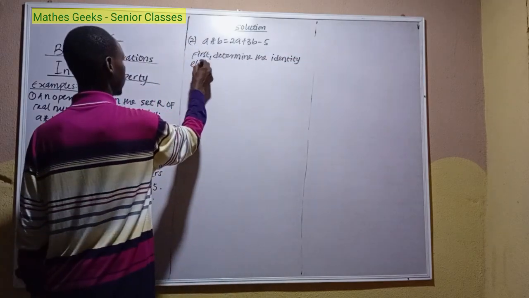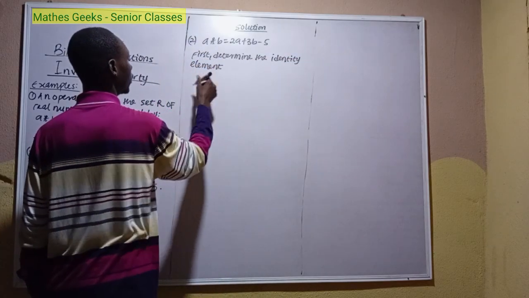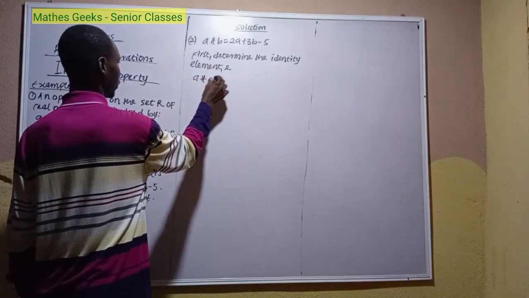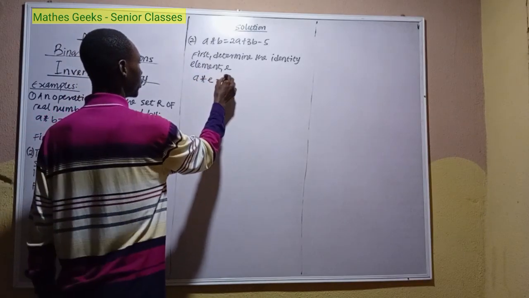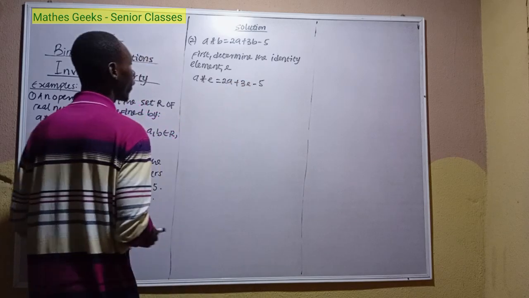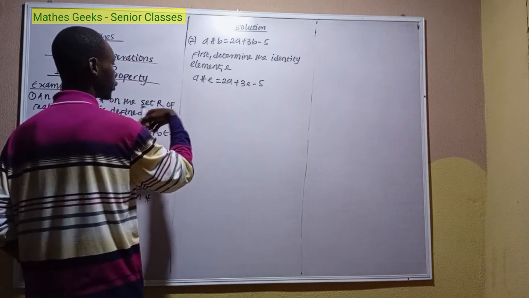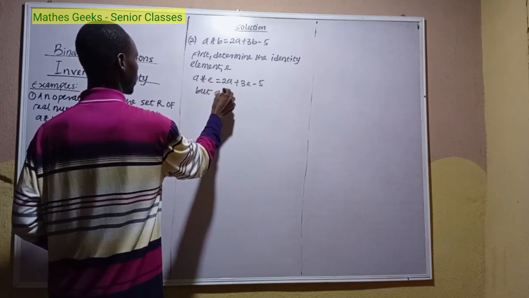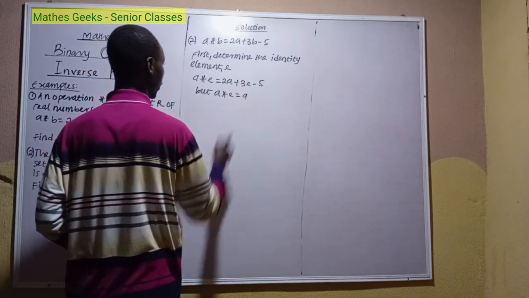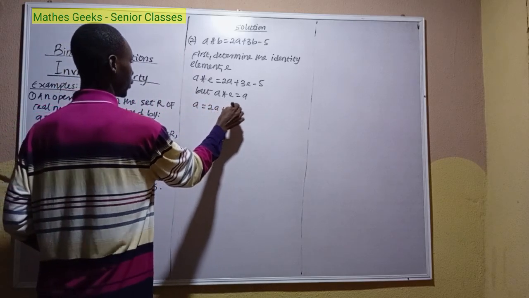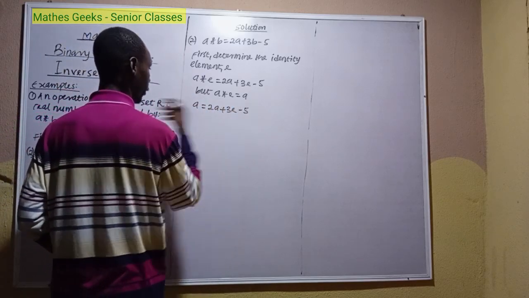And the identity element, and that is E. So A star E is equal to 2E plus 2E minus 5. And that will give us, but A star E is equal to E. So we say E is equal to 2E plus 2E minus 5.